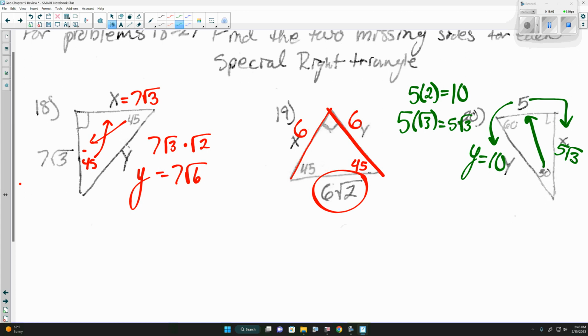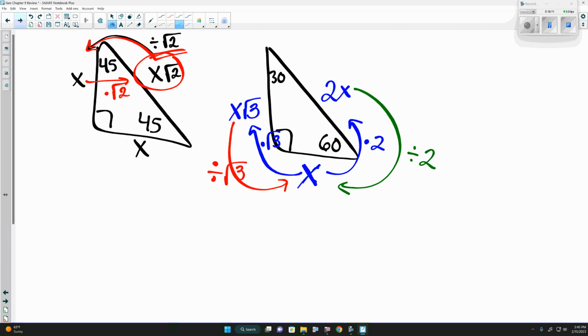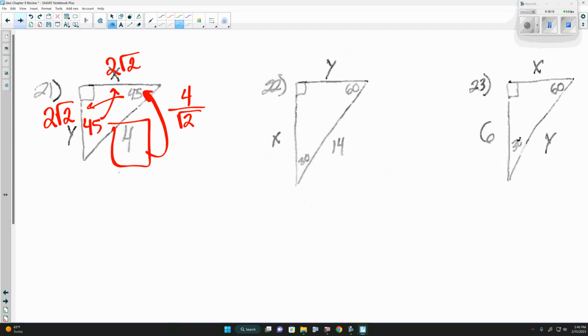Any questions on number 20? If we look at 22, we're given 14. 14 is what? Hypotenuse. So we want to go back to the side opposite 30 first. So if we went from the short side to the hypotenuse, we multiplied by 2. So to go back, we would take 14 and divide it by 2. And 14 divided by 2 is? 7. So the value of y is 7.